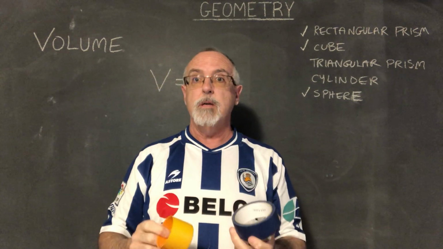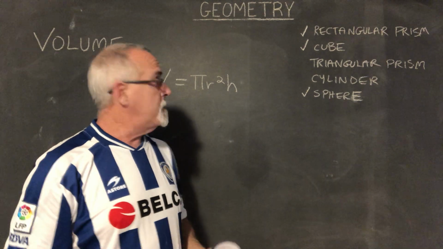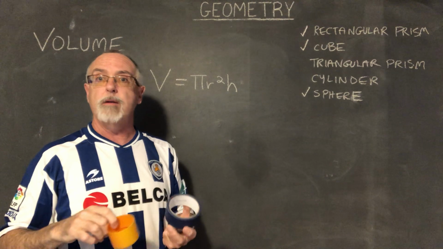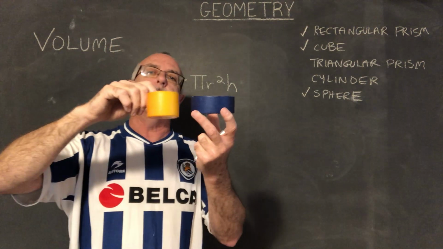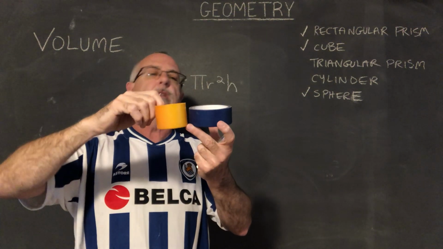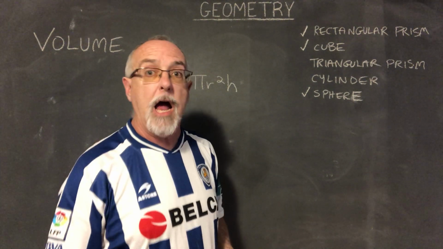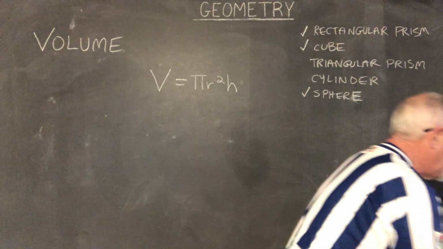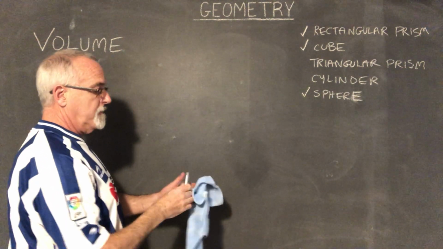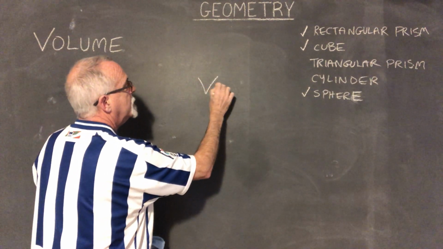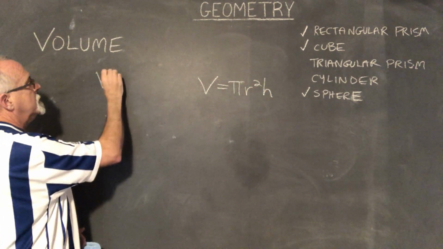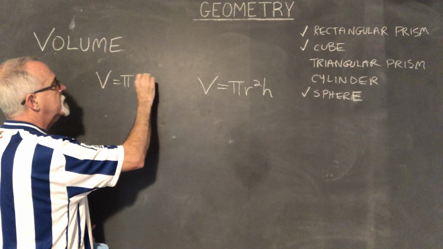Maybe I should use both of these with this formula and then we can compare them. I'll do both formulas side by side. What if we found the volume of both and made a prediction that the blue thing is going to have a slightly larger volume than the orange thing, but not that much bigger? Okay, let's do it. I'm going to erase this formula so I can write it down twice. Volume equals pi r squared h. Volume equals pi r squared h.